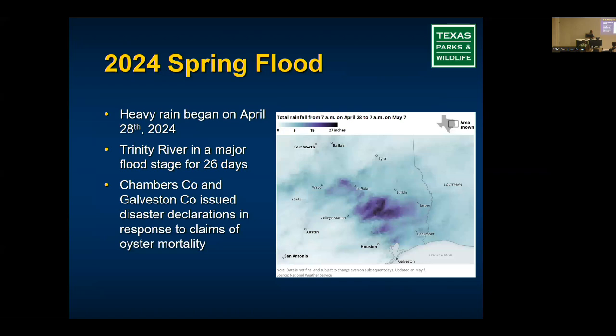So talking about this flood event from last year, a severe weather event on April 28th inundated the Galveston Bay watershed with areas north of Houston receiving up to 20 inches of rain. The main river feeding into Galveston Bay, which is the Trinity River, was above a major flood stage for 26 consecutive days. Shortly after this flood event, TPWD started receiving reports from the oyster industry that there was widespread mortality. In response to this, both Chambers County and Galveston County issued disaster declarations in early June.